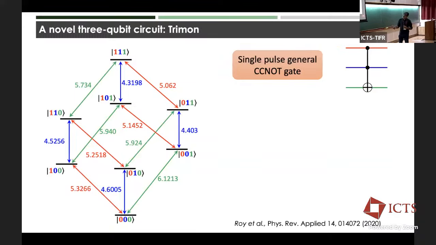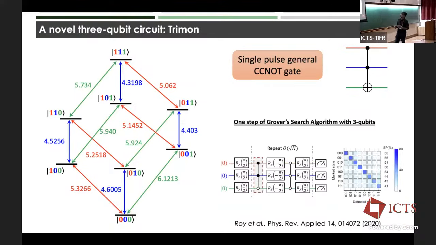Okay. So the simplest operation is a control-control rotation. If you do a pi pulse, it becomes a control-control NOT, which means algorithms which require 3-qubit gates can be implemented a lot more efficiently in this kind of subspace. Okay. So we did one step of a Grover search algorithm some years back. And at that time, we saw that the fidelity of this algorithm in terms of its success probability was one of the best of any 3-qubit Grover implemented till that time.